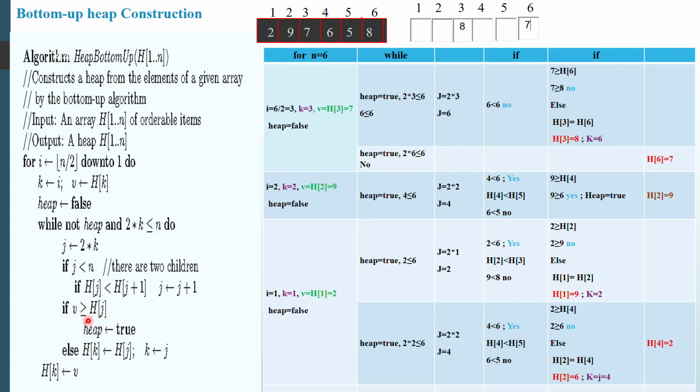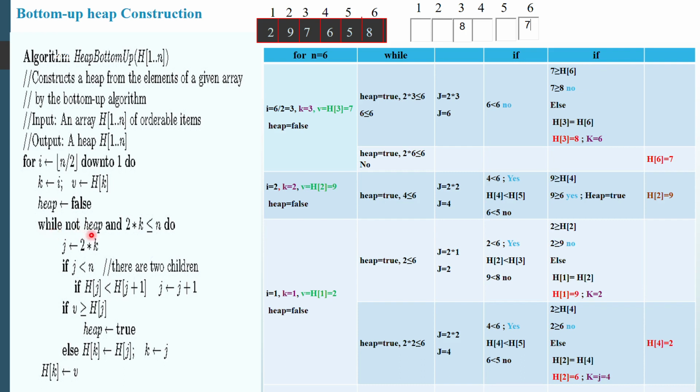What is the statement? V is greater than or equal to h of j. What is the v value? 9. 9 is greater than or equal to the h of j value. It is 4. 9 is greater than or equal to h of 4. So in the fourth position, what is the element? 6. 9 is greater than or equal to 6. Yes, it is true. Then if this condition is true, you take hip as true here. If hip is true, then you come out of this condition here. Once this if statement is over, after that you go and check the while loop.